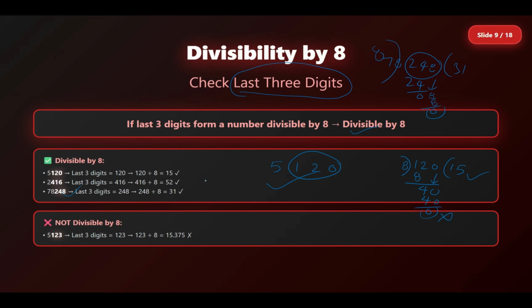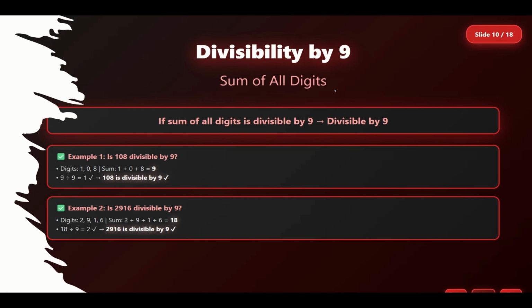Now let's get into the next rule, that is divisibility by 9. This is almost identical to the rule for 3. Add all the digits together. If the sum is divisible by 9, then the number is divisible by 9. Example, 108. When you add the digits 1 plus 0 plus 8, we get 9. Is 9 divisible by 9? Of course, why not? When 9 is divided by 9, we get 1. And there is no remainder. So, 108 is also divisible by 9.